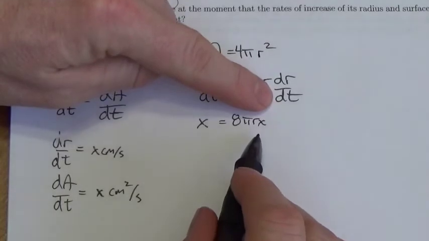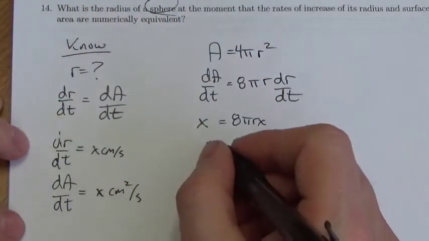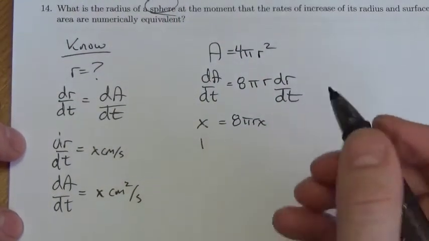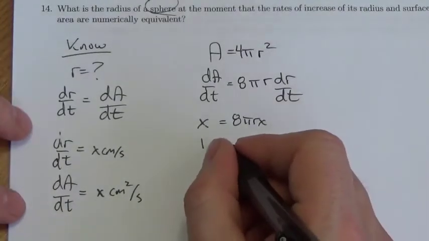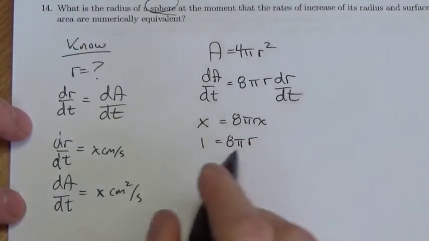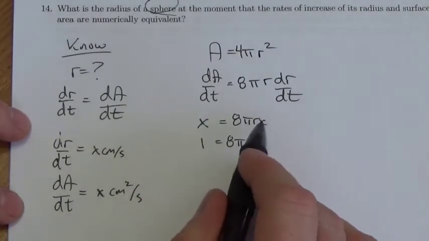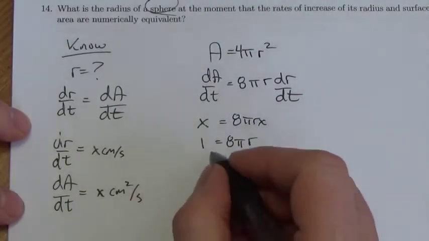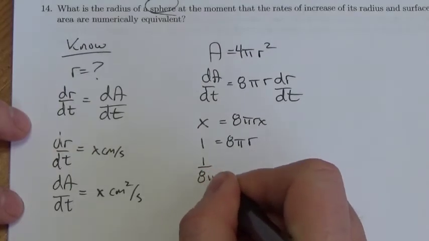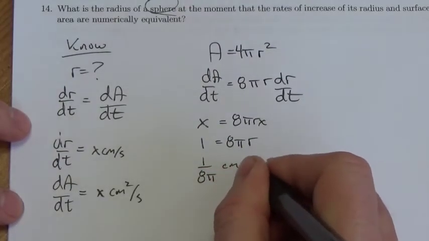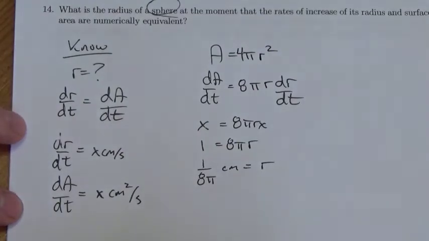And so when I divide them, I am actually going to be left with the proper unit: centimeters squared per second over centimeters per second. I'll divide that out, divide through by the 8 pi here. So 1 over 8 pi centimeters is going to equal my radius.